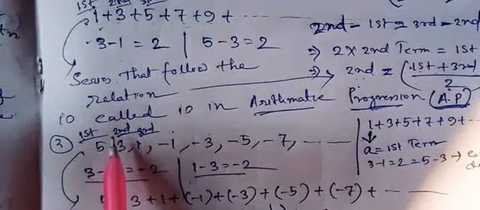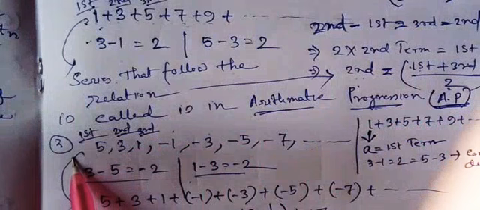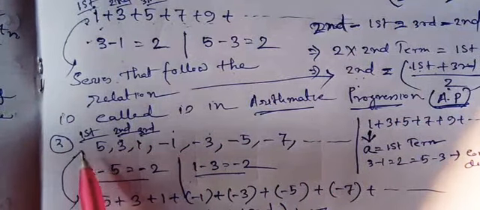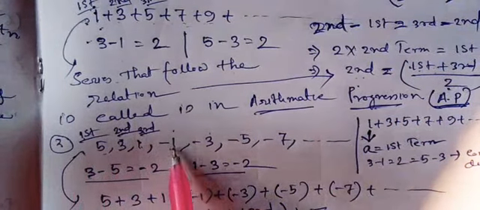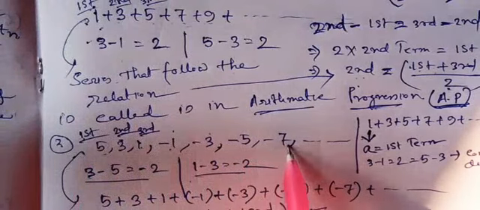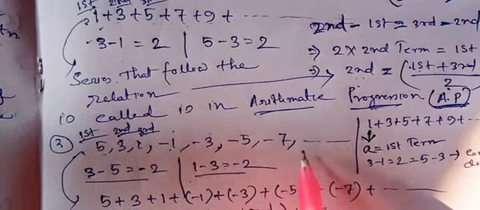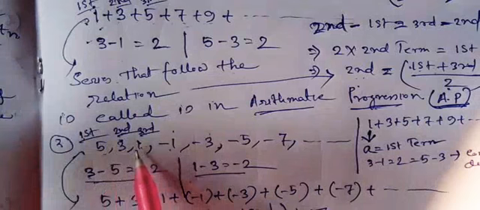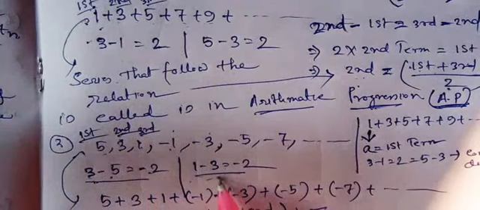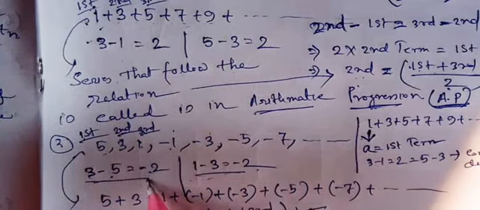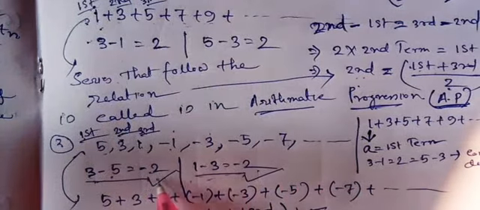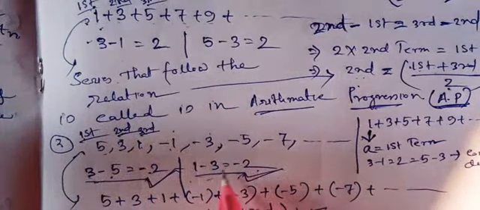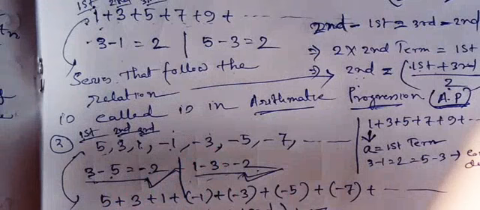Next, it is called the arithmetic progression. Next, come to one more example: 5, 3, 1, minus 1, minus 3, minus 5, 7, and so on. So here also, if we take the terms, 3 minus 5 is equal to minus 2, 1 minus 3 is equal to minus 2. So in both the terms the difference is the same. So this is an arithmetic progression.